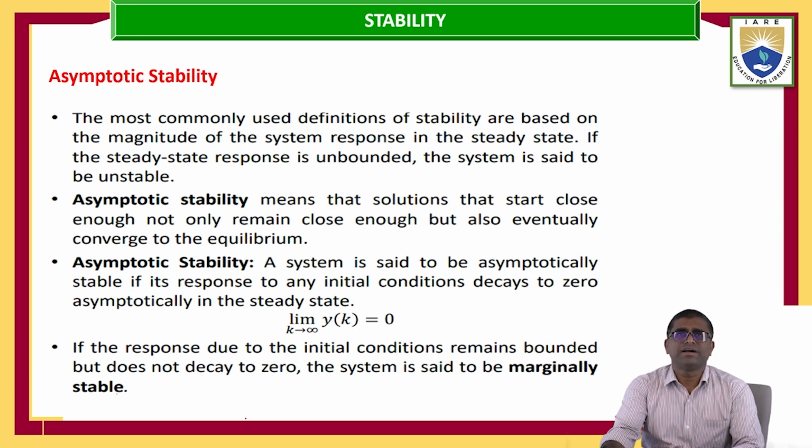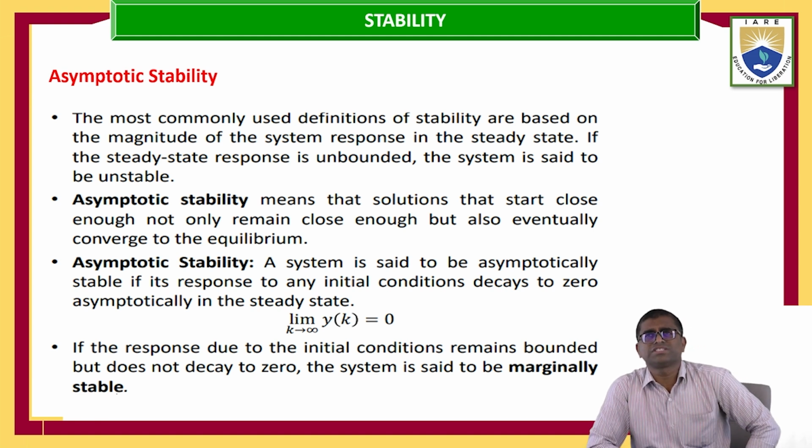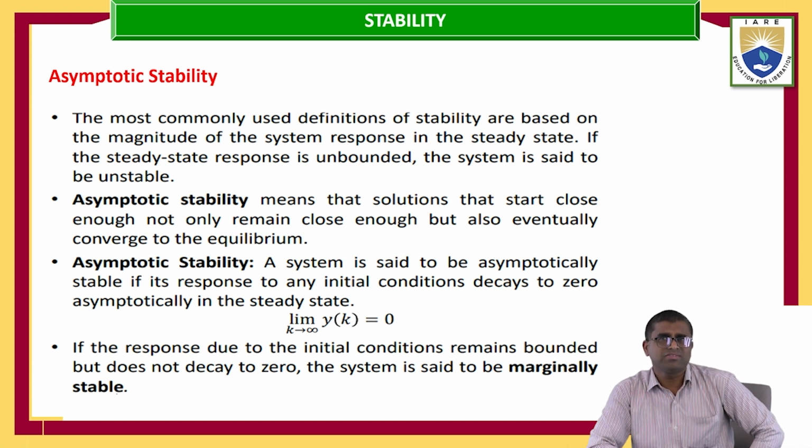Coming to the first one, asymptotic stability. Generally, asymptotic stability means the solution stays close enough to, and converges to, the equilibrium. The most commonly used definitions of stability are based on the magnitude of the system response only in the steady state condition. Why? Because in the transient state it is not possible to find the stability condition.